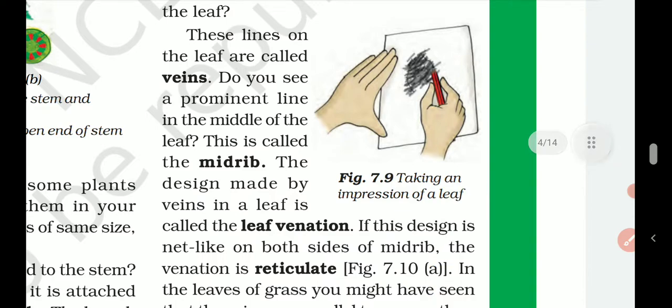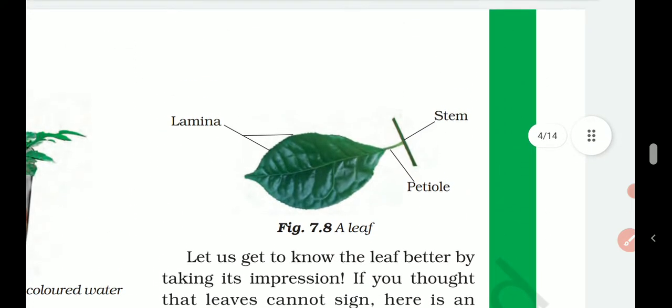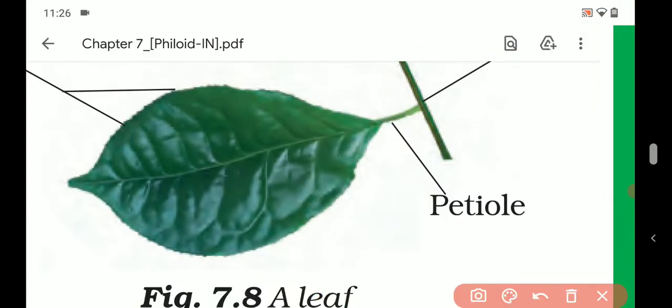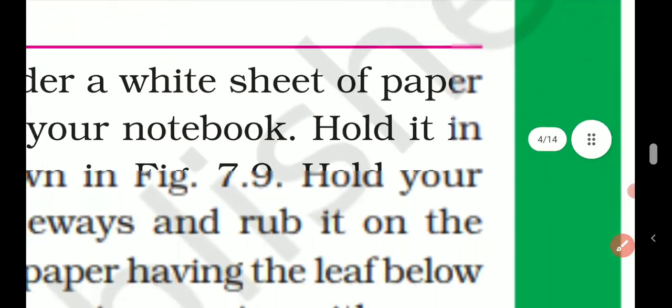So let me tell you one by one all the definitions, and then there is one extra thing. These lines on the leaf are called veins. Now do you see a prominent line in the middle of the leaf? This is called the midrib. It is also a very new word. Now what is a midrib? You can see that it is a line which is in the middle of the leaf. It is called the midrib.